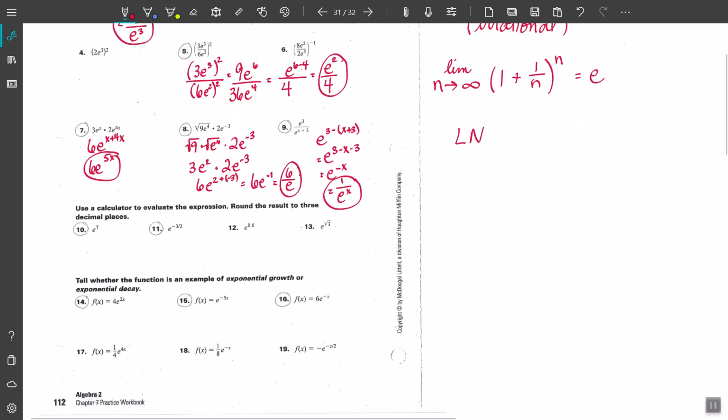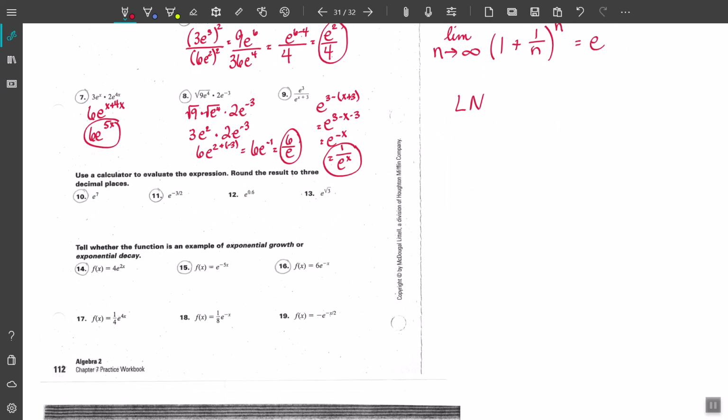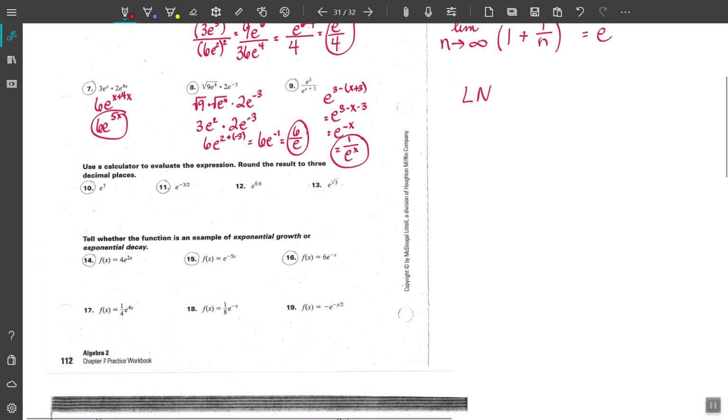All right, so now moving down to 10 and 11, we're going to use our calculator to evaluate these expressions. If you go to your calculator and find the LN button, should be on the left-hand side of your calculator, about halfway down, most likely. If you see that, we need the e to the x button that's above that.